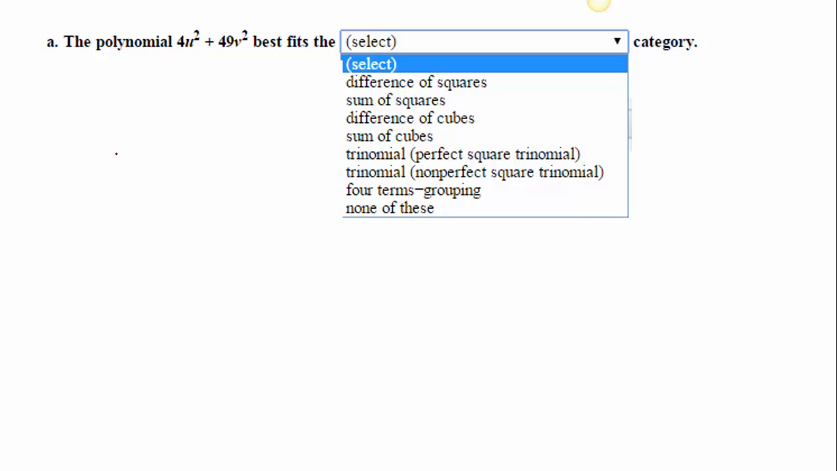We have a polynomial 4u squared plus 49v squared. The question is, what kind of binomial is it? Is it a difference of two squares? No, it's not. Difference of two squares is like x squared minus 4. This is a difference of two squares. There should be a minus between the two squares. Sum of squares, yes. This is a sum of squares. This one is a sum of squares.